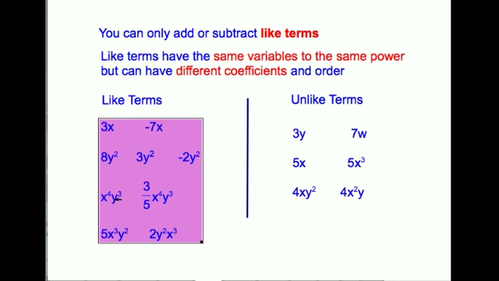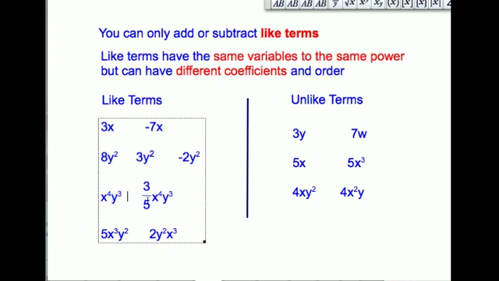Similarly, x to the 4, y cubed. Once again, we have the same variables but different coefficients. And finally, x cubed y squared and y squared x cubed is also the same variable, although the order is different. But as long as they are the same variables and having the same powers of y and same powers of x, they are considered as like terms.